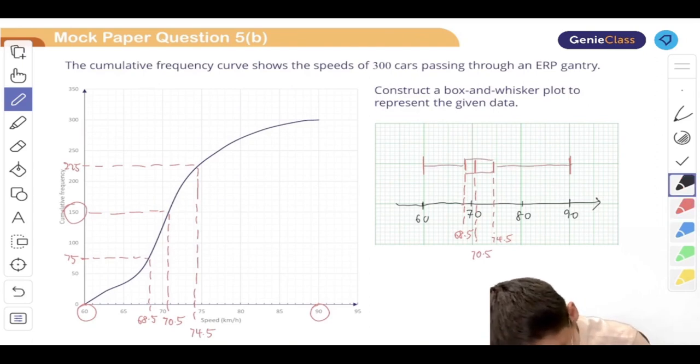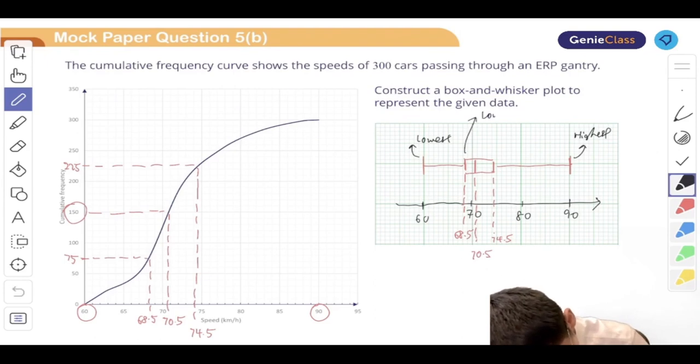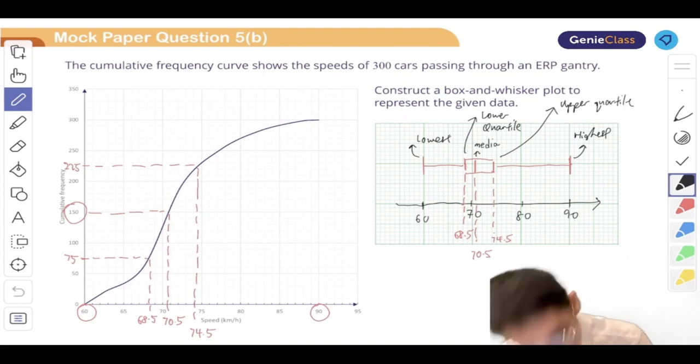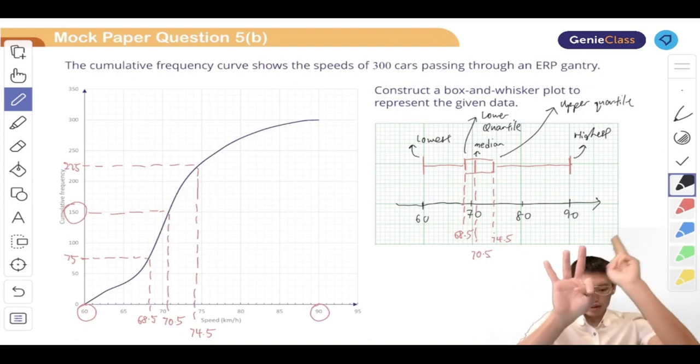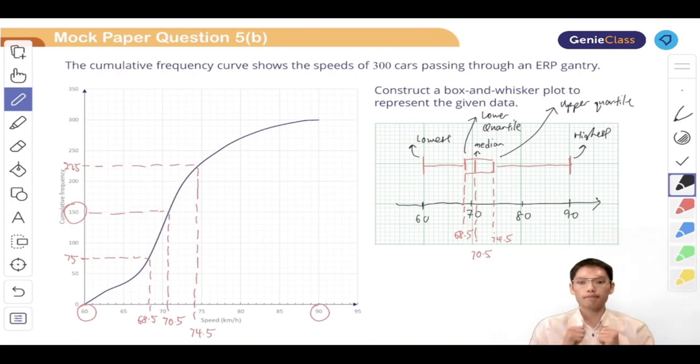Okay, so remember your key values. This is my lowest value. This is my highest value. This is my lower quartile. This is my upper quartile. And this is my median. Right, box and whiskers, remember these 5 things: lowest value, highest value, lower quartile, median, upper quartile.